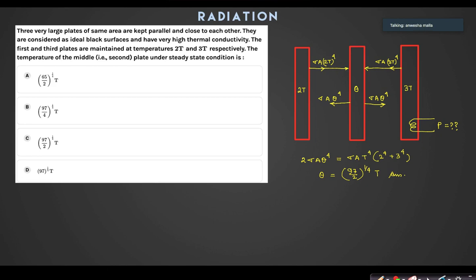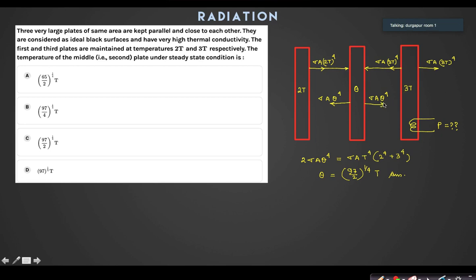Sir, is it sigma A into 81 T to the power 4 minus sigma A theta to the power 4? Yes, sir. Sigma A into 81 T to the power 4 minus sigma A theta to the power 4. Achha, let us check. Look, this body will also radiate in this direction with sigma A into 3T power 4. Sir, then it will be 162. Yes, it will be 162.